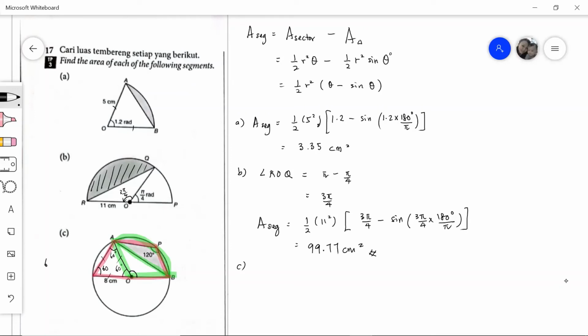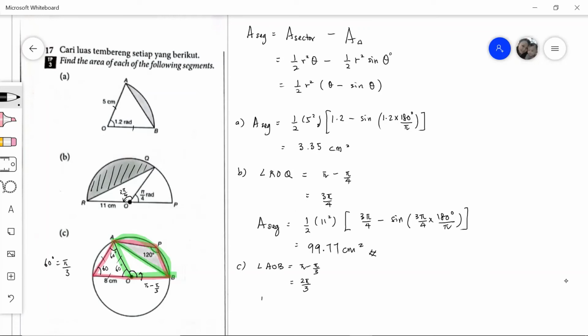60 degree basically is pi over 3. 180 divided by 3, isn't it? Therefore, if this is pi over 3, therefore the angle here will be pi minus pi over 3. So let's find that angle first. Angle AOB is pi minus pi over 3. We will get 2 pi over 3.